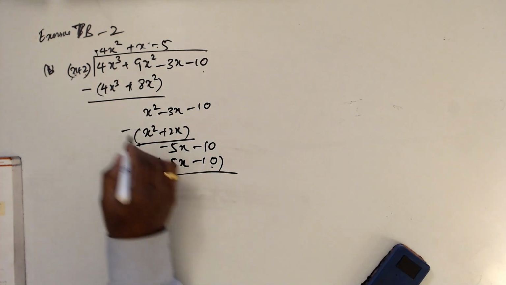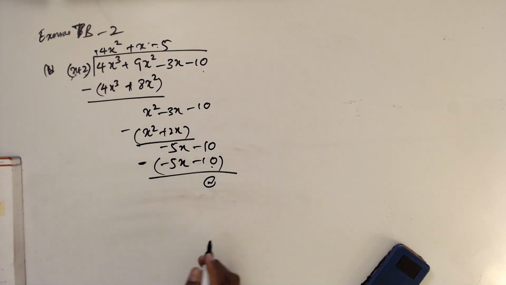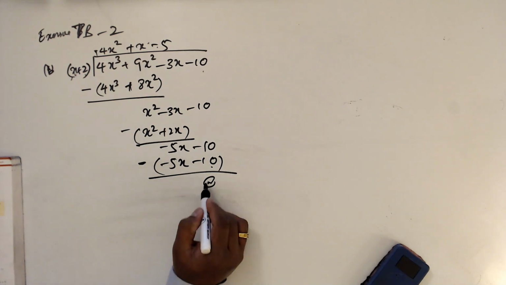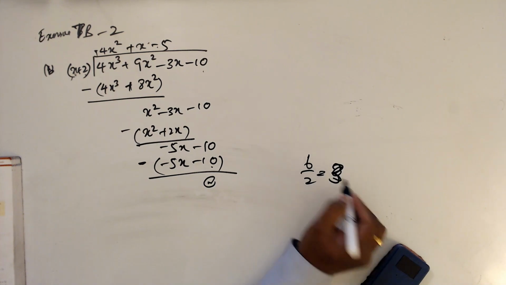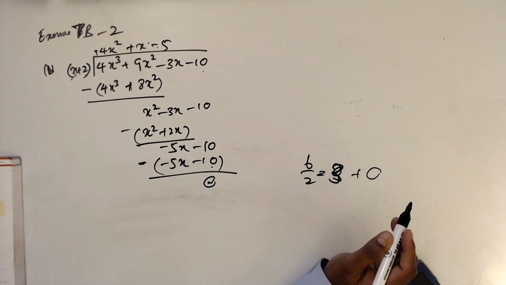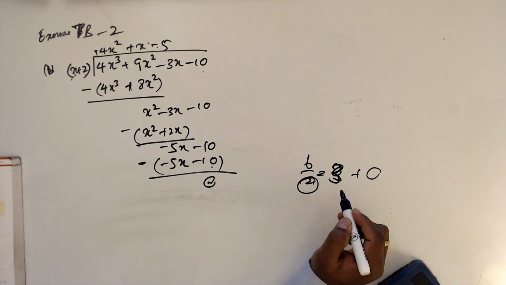Then minus it as usual. This is 0. Hence, what will happen? No remainder. 6 divided by 2 is 3. No remainder. Hence, 2 is a factor.